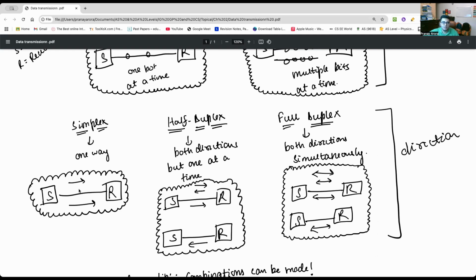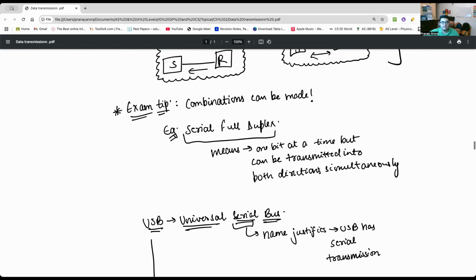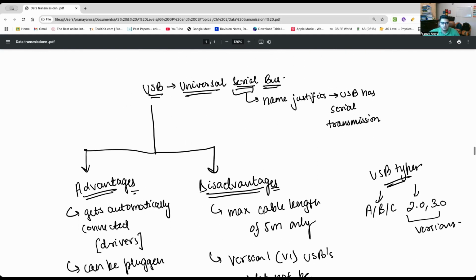So simplex is one way. Half duplex is both ways, but not at the same time. And full duplex is both ways, even at the same time, simultaneously. Right? Now, combinations can be made. Serial full duplex transmission means that the transmission is of one bit at a time. There is a single communication line, but data can travel both directions simultaneously. So please keep this in mind because examiners' questions will be formed in a way where there will be multiple mixing up of this. So do not get confused with that.